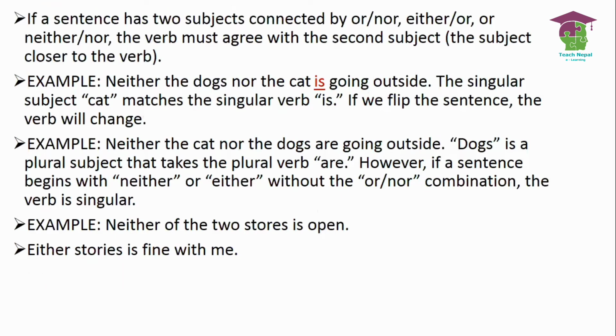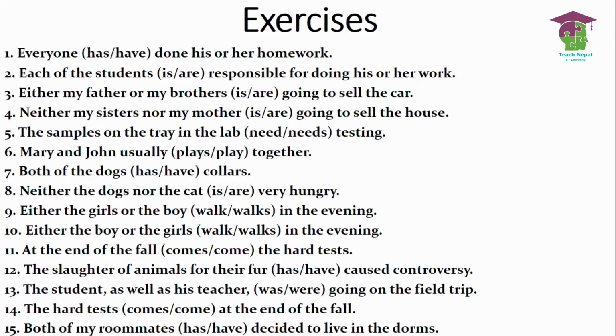So neither, either, we have already done the exercises with neither and either. Now here are some exercises that you can go through for enhancing your capacity or for practicing all the extra exercises. Everyone has or have done his or her homework. Each of the students is or are responsible for doing his or her work. Either my father or my brothers is or are going to sell the car. In this way, here are altogether 15 questions.